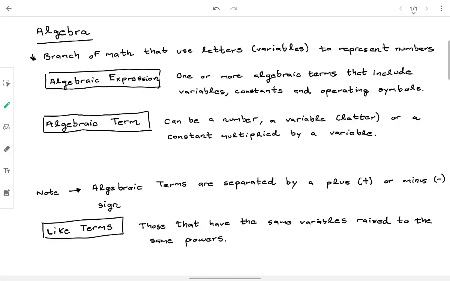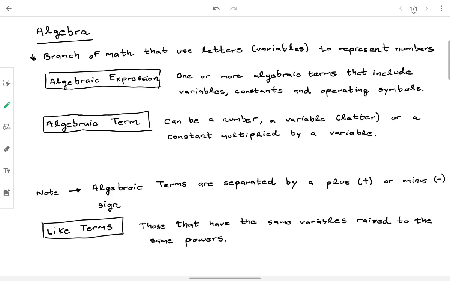Today we are going to start with algebra. Today we are entering our specific topics of the semester. So the first thing, it's important to define some stuff before going to actual exercises and everything. So first we are going to define algebra.